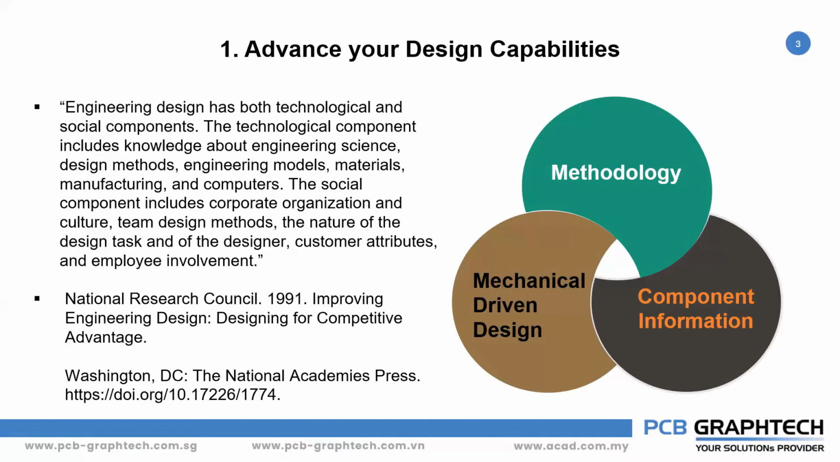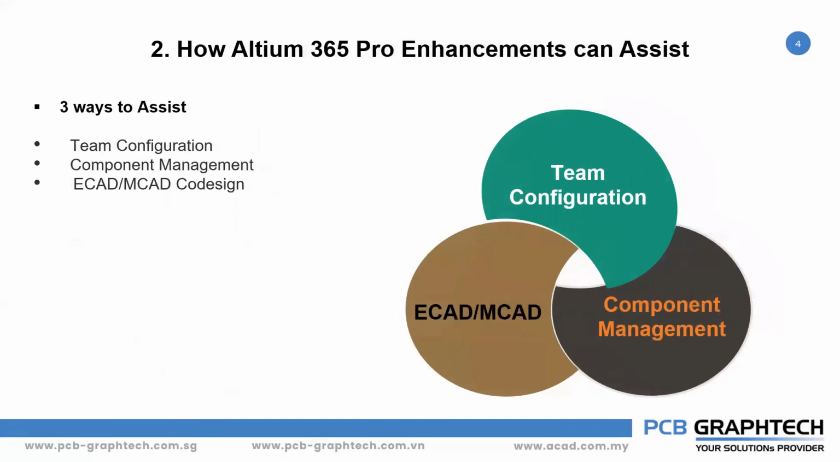Now we see how Altium 365 Pro enhancements can assist. There are three ways of assisting. First is the area of team configuration, where we have sharing of your data between the team. Then the area of component management: how to manage your components within a certain area, how to determine the life cycle and the where-used, all these features for component management.